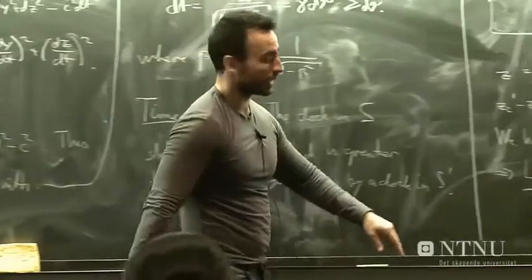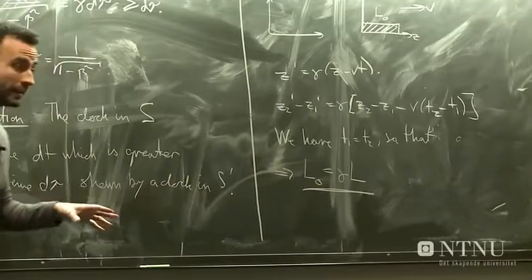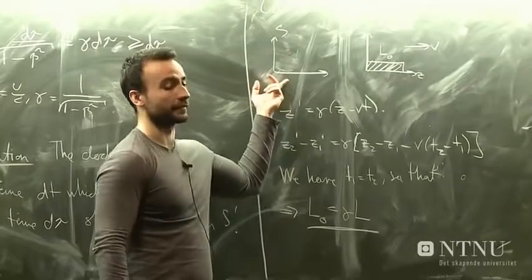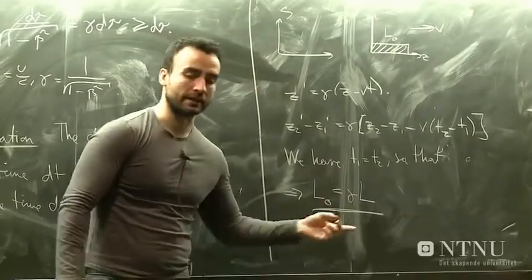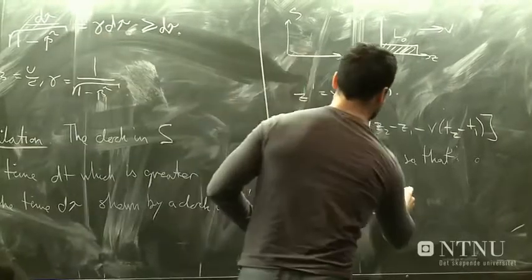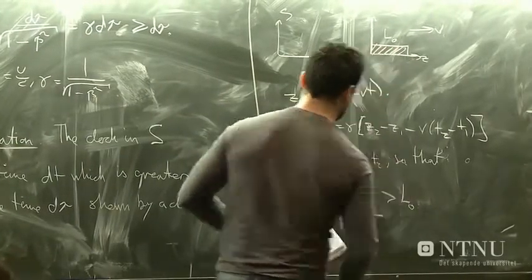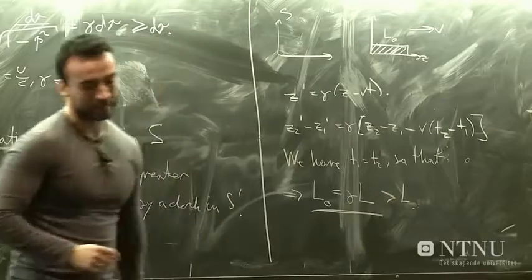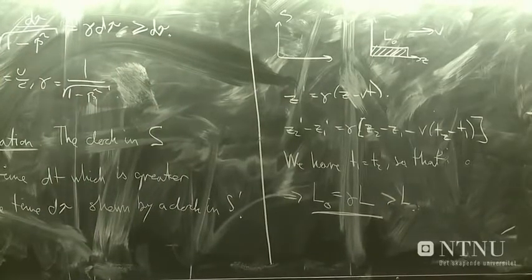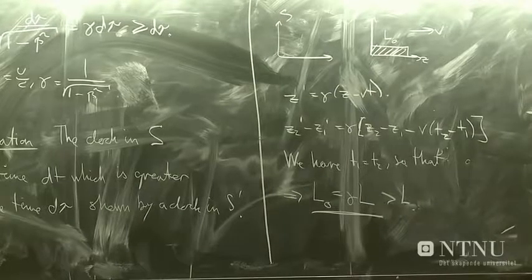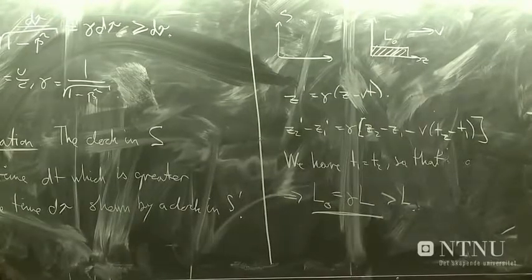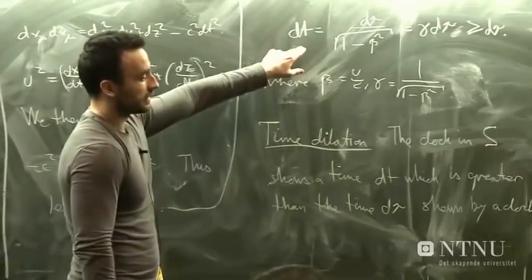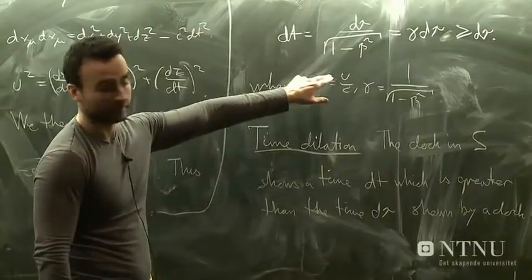And so we obtain the following relation, namely that the length as measured in the system where the object is at rest is proportional to the length as seen from our system, again with a proportionality factor of gamma. And we see that L0 here will always be greater than or equal to L. So this is, in a sense, opposite to the time case.